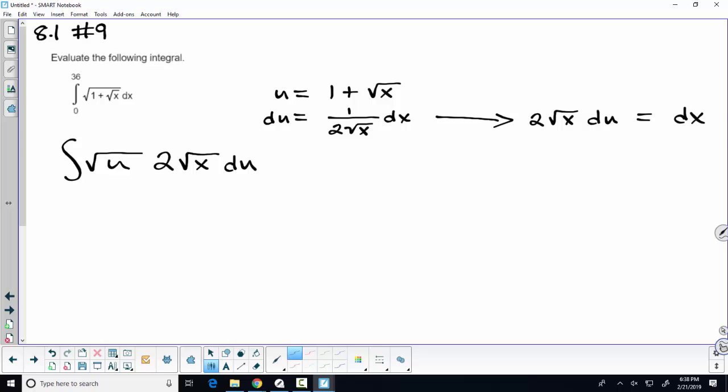Yeah. So this relationship here, our original substitution, tells us that if u is 1 plus root x, then u minus 1 is the square root of x. So that's what we're going to put in for that square root of x. Because we need everything in terms of u. Are there any questions on that?